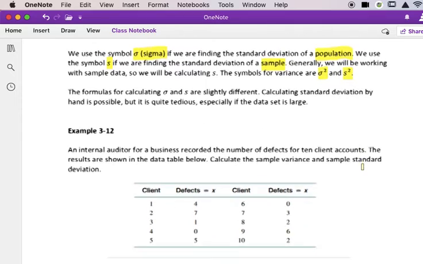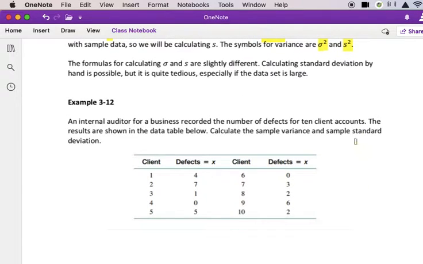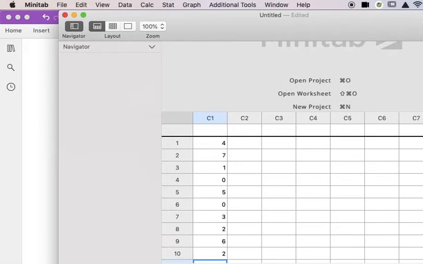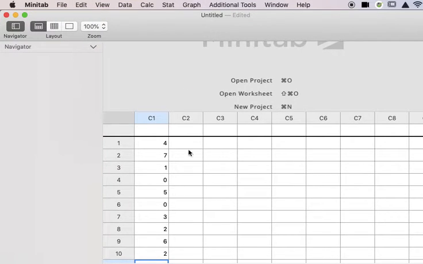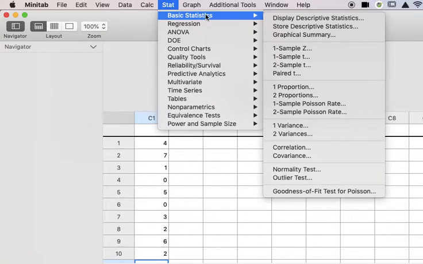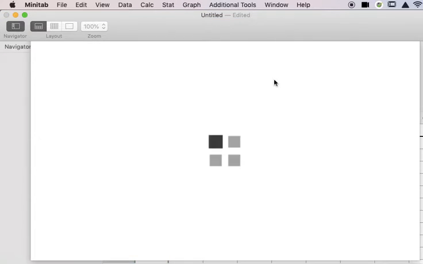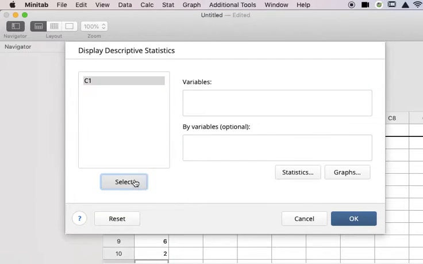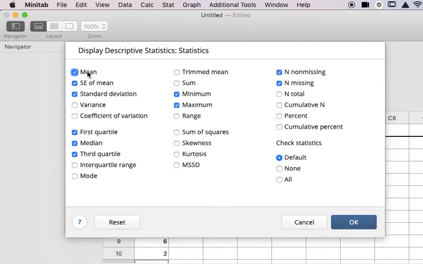So looking at example 3.12, we have the number of defects for 10 client accounts, and we want to calculate the sample variance and sample standard deviation. So I'm going to show you how to do this in Minitab. I've already entered the data into the spreadsheet part of Minitab. Then I'm going to go to Stat, Basic Statistics, and Display Descriptive Statistics as usual. And I'm going to select to calculate standard deviation and variance and uncheck all of the other boxes.